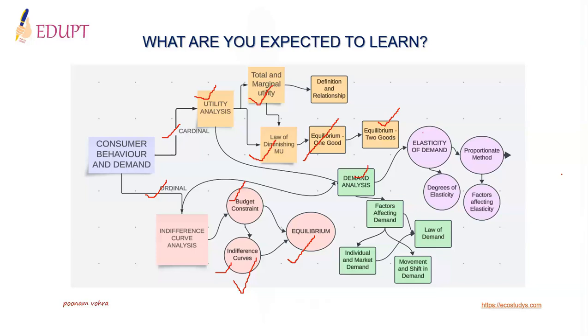Then you will be able to establish the relationship between utility analysis, indifference curves, and demand analysis. Further, you will understand the factors that affect demand for a commodity, individual and market demand, the law of demand, and movement and shifts in demand. You will then be able to find out elasticity of demand numerically through the proportionate method, and diagrammatically also, and understand the degrees of elasticity and analyze the factors that affect elasticity of demand.